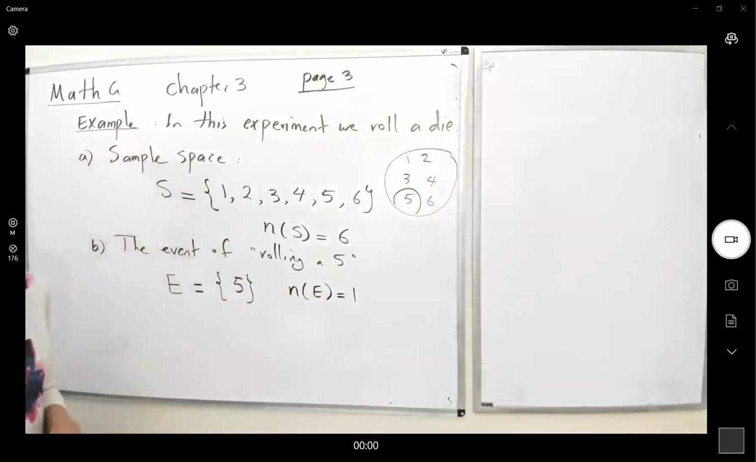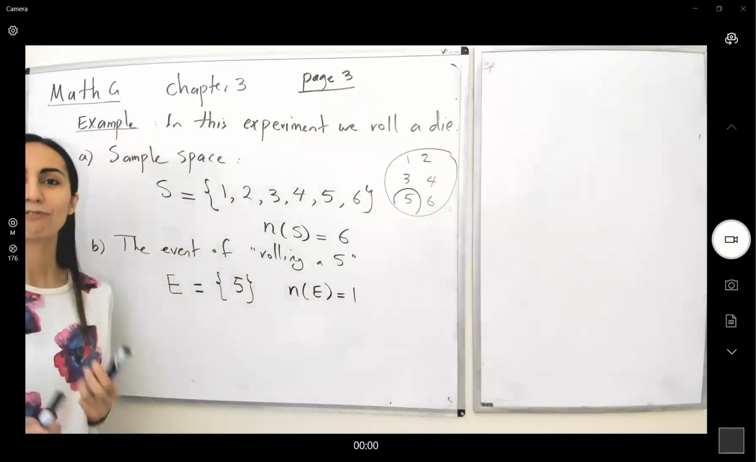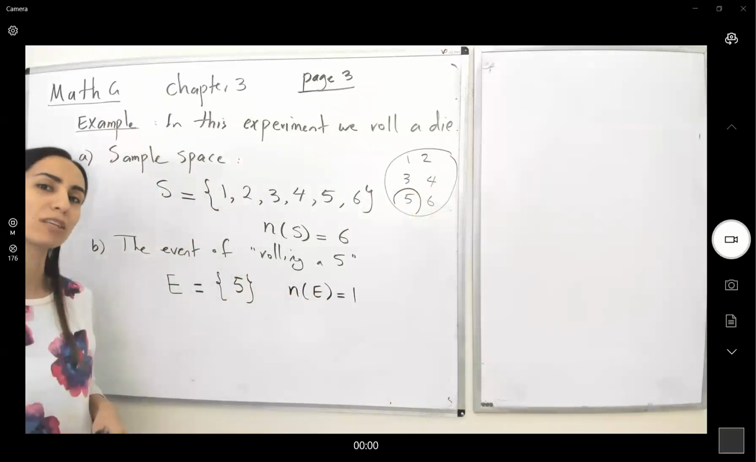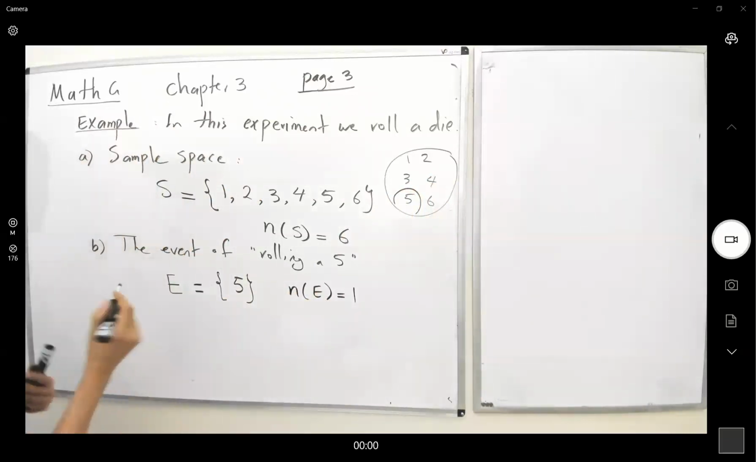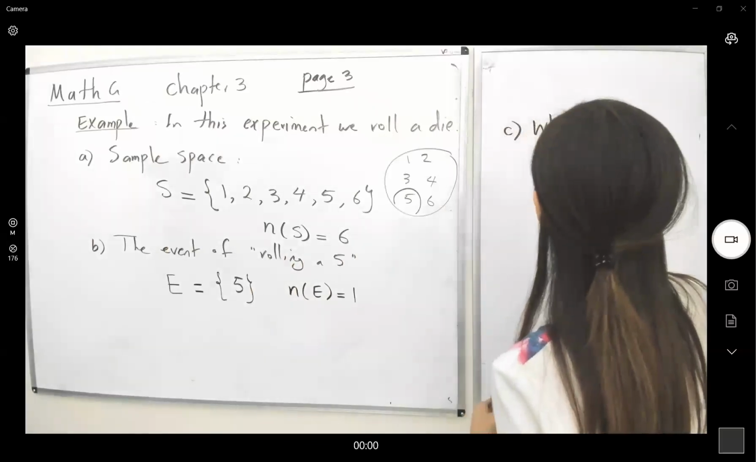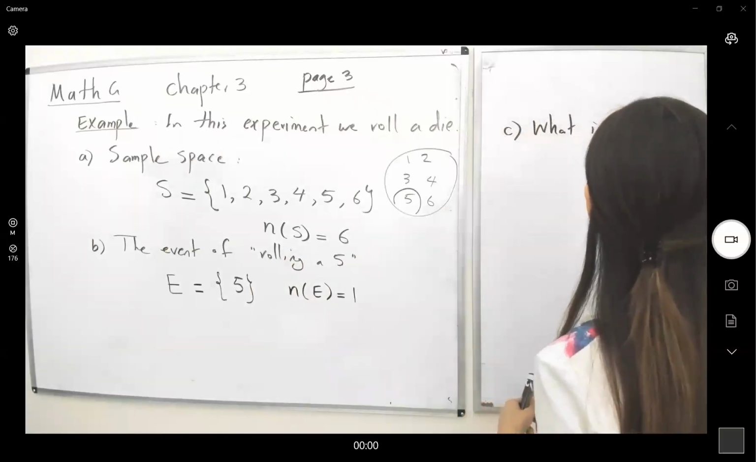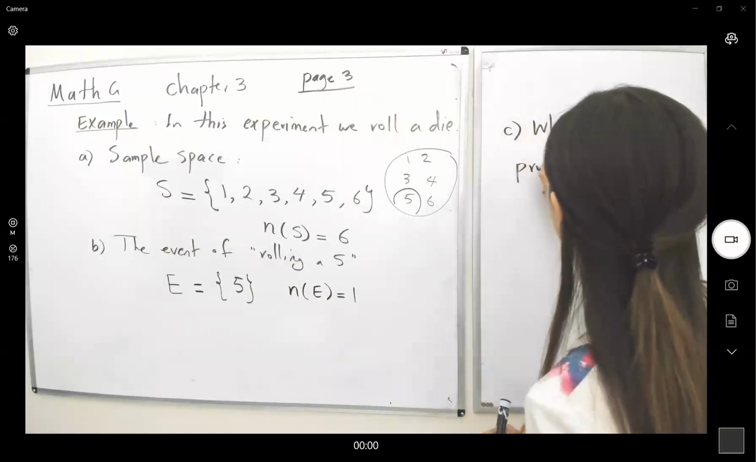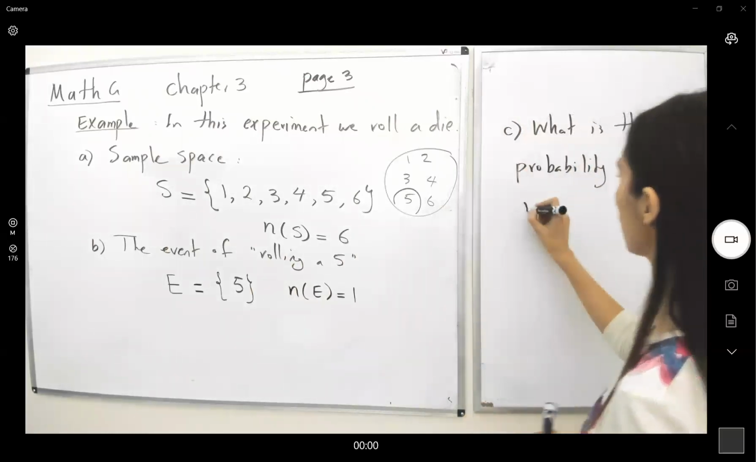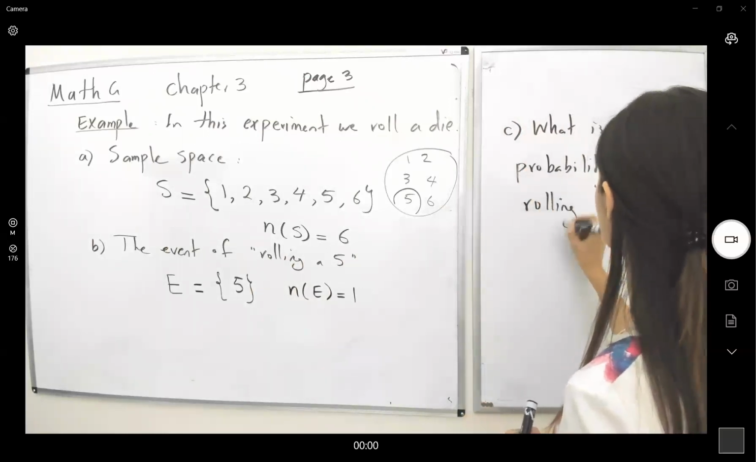Very well. Part C says, what's the probability of rolling a 5? So let us write it here. C, what is the probability of rolling 5?